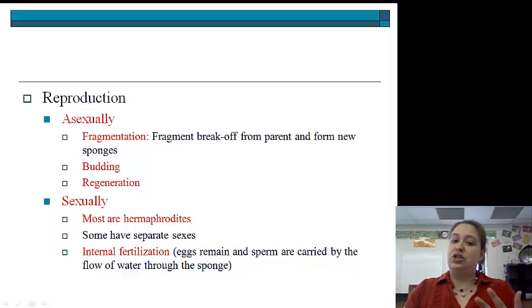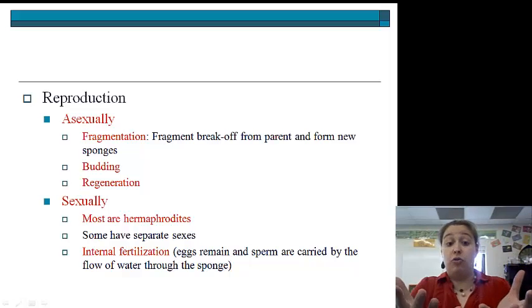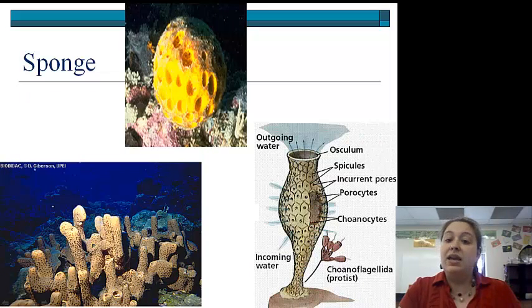They can reproduce sexually and asexually. Asexually through fragmentation, budding, and regeneration. Sexually, they can be hermaphrodites, having both boy and girl parts in one body. They typically have internal fertilization where those eggs and sperm come together inside of the body. Example of sponges, and you may actually use one every day when you shower.